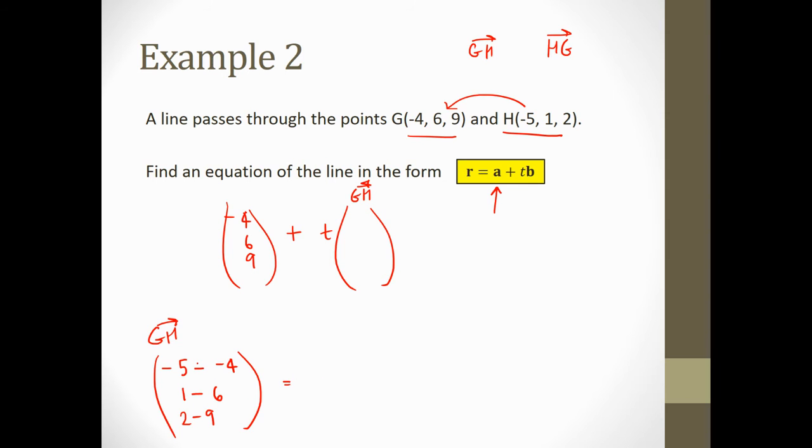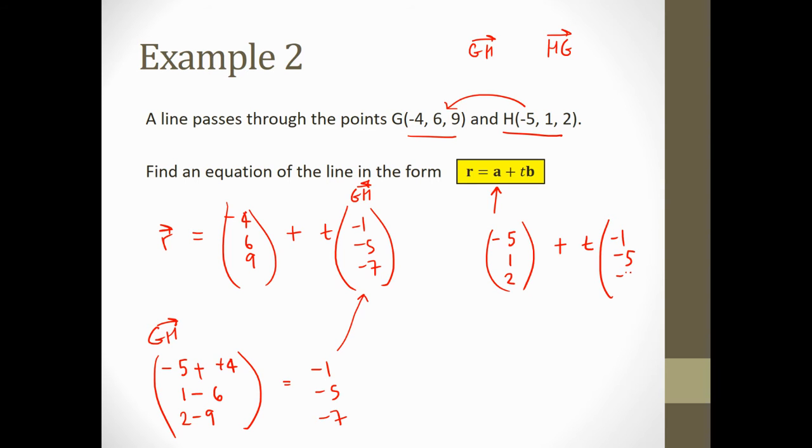So then this comes out to be, that's a plus. So that's -1, -5, -7. And so that goes in here. -1, -5, -7. And I should put R equals, and there's my vector equation of the line. Like I said, it doesn't matter which point you pick. You can say, actually, my position vector is going to be H plus t, and I'm going to use the same direction vector I just had.